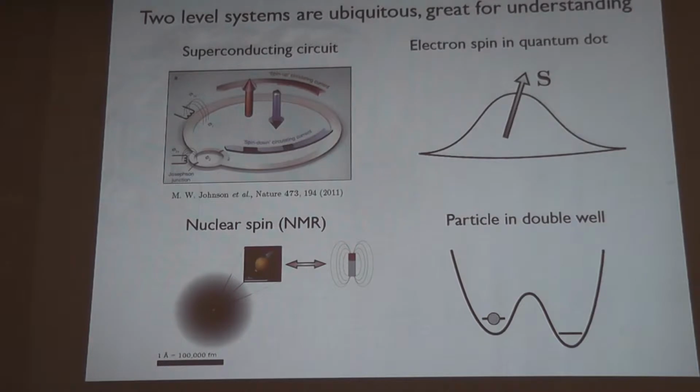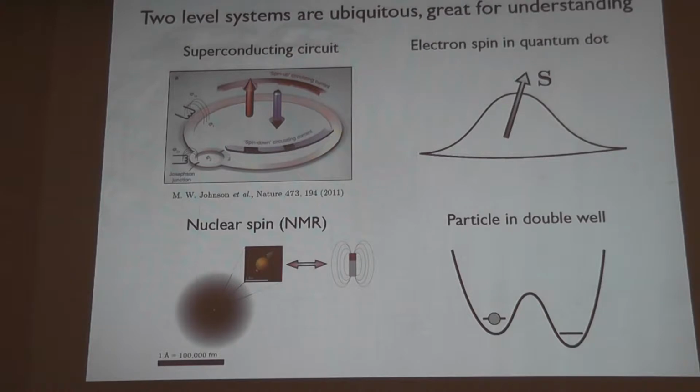Okay, so here are some different situations that we may describe as a two-level system. For example, a superconducting circuit forms a qubit. Here, we may have clockwise and counterclockwise circulating currents that would correspond to two different quantum states. Or say a spin in a quantum dot that has two states, or a spin in the nucleus of an atom. Also, if we have a particle in a double well potential, say a double quantum dot, I just have an electron that can tunnel back and forth.